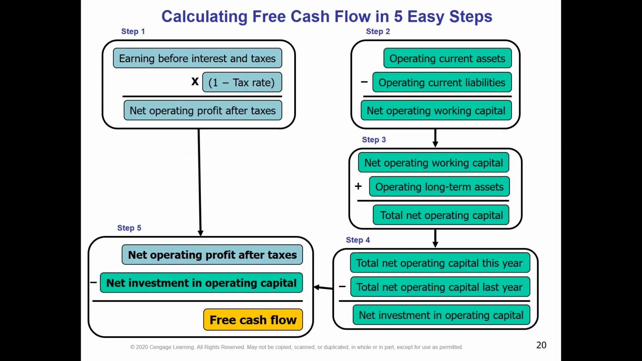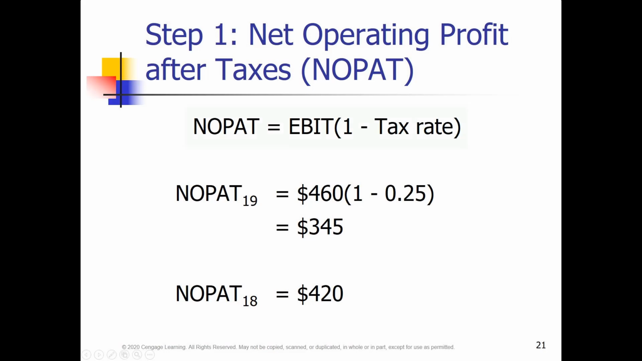This figure from the text details the 5 steps needed to calculate free cash flow. We're going to walk through each step on the following slides. Step 1. Compute NOPAT, net operating profit after taxes. Using Computron's numbers, we find their NOPAT for 2018 and 19.